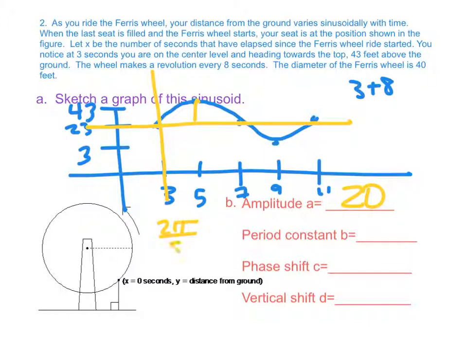So 2 pi divided by 8 gives me pi over 4. My phase shift, I went to the right, so that's 3. My vertical shift, I went up 23.